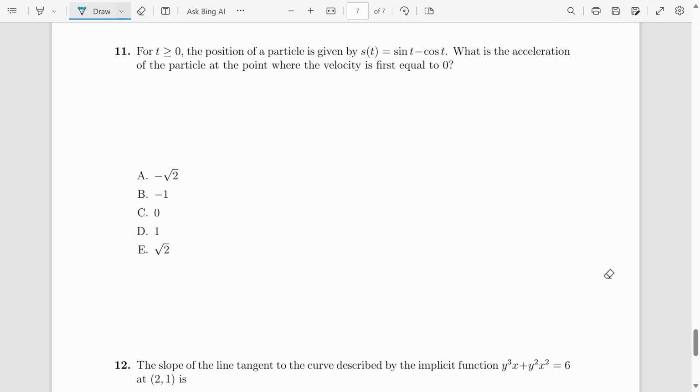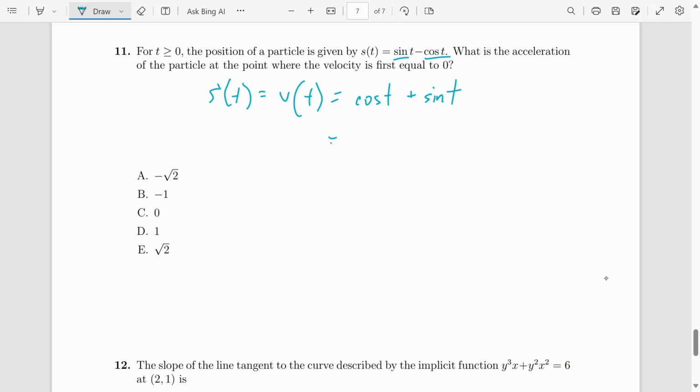So how do we actually get that, though? What's our path to the answer? Well, it looks like the first thing we have to do is take the derivative of s of t to get our velocity function, and then we can set that velocity function equal to 0 to get that time when the velocity equals 0. So s prime of t, which equals v of t, the velocity function, equals the derivative of sine t, which is cosine t, plus the derivative of cosine t, which is negative sine t, so that's going to be plus sine t. That is our velocity function.